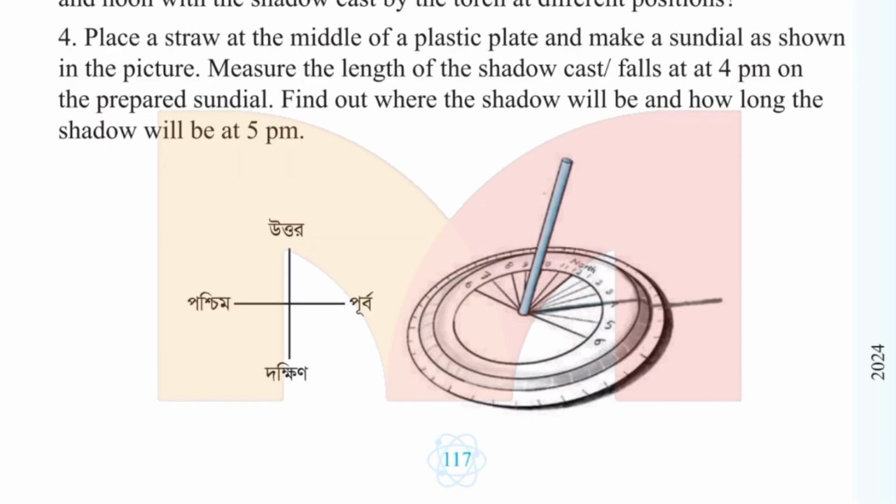The last activity. Number 4. Place a straw at the middle of a plastic plate and make a sundial as shown in the picture. Measure the length of the shadow cast falls at 4 p.m. on the prepared sundial. Find out where the shadow will be and how long the shadow will be at 5 p.m. So let's see the answer of this.